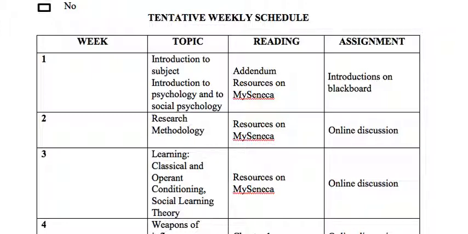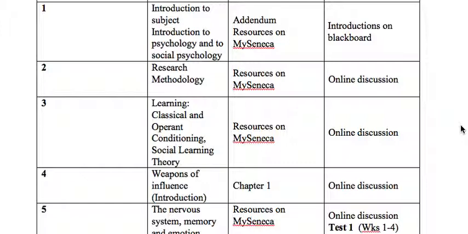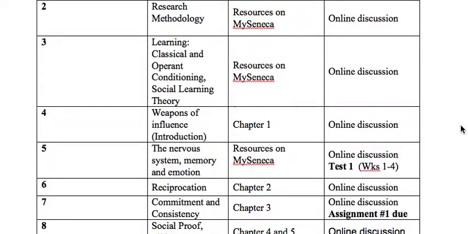But this week is just a brief introduction to the course, looking at psychology as well as social psychology. The second week, we're going to be looking at research methodologies, so different research tools that are used in social psychology as well as psychology in general. And there will be some resources on My Seneca for you to look at for that. You will have an online discussion that's due in week 2, and again, there'll be more information in a follow-up video. Week number 3, we're going to be looking at classical and operant conditioning and social learning theories. The resources will be available to you on the My Seneca Blackboard page. As well, you will have to complete an online discussion.